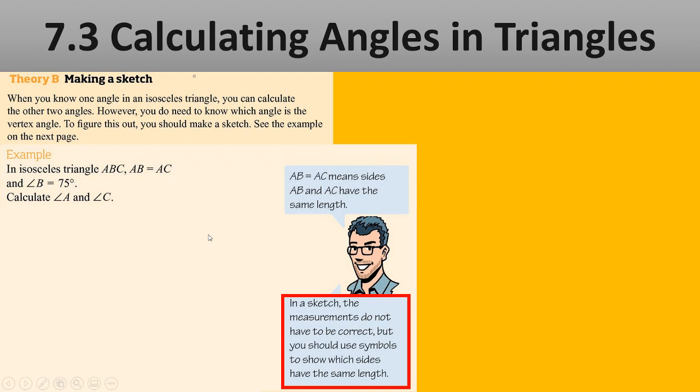Hey everyone, today we're going to take a look at Theorem B from chapter 7.3, Calculating Angles in Triangles. This is going to be about how we make a sketch in mathematics.